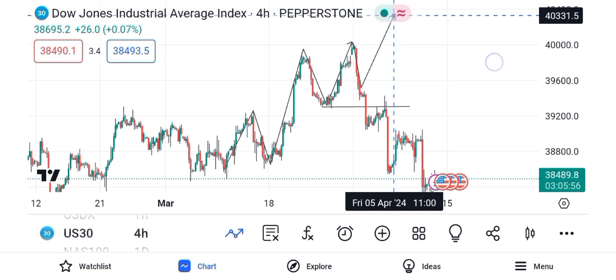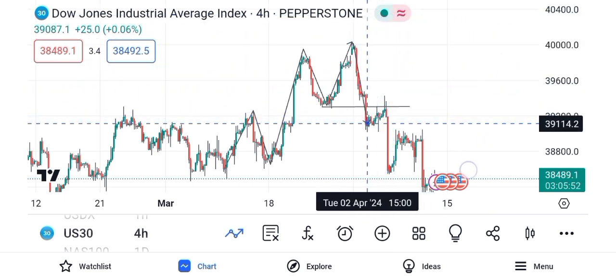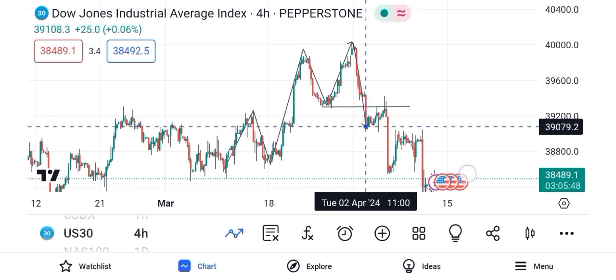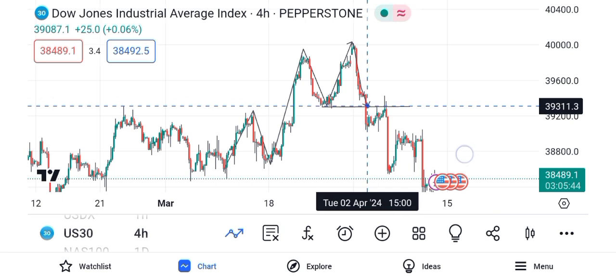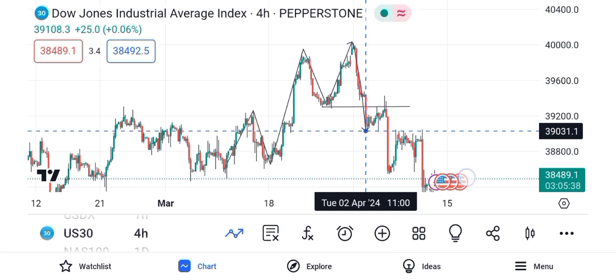Then we expect an impulsive move in that order, but the market failed to do so, and we saw the market closing below the recent higher low, which is the line down here. So the market broke that line downward here. That signifies that there will be a downtrend very soon in the market.